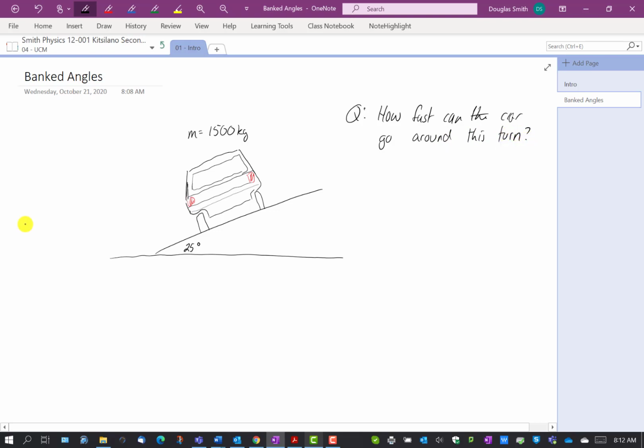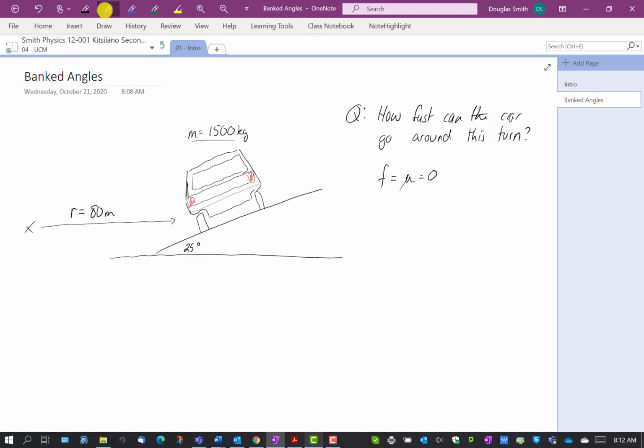And let's say I'm telling you the mass of the car, the angle of the bank, the angle of the corner, and the radius of that circle is, say, 80 meters. So the question is, can this thing go around? We'll assume the force of friction is 0, mu is 0. So the only thing that can help this thing go around the corner is the bank itself.